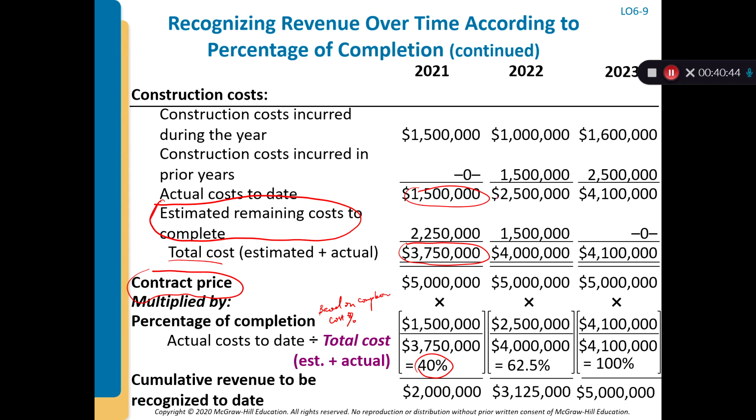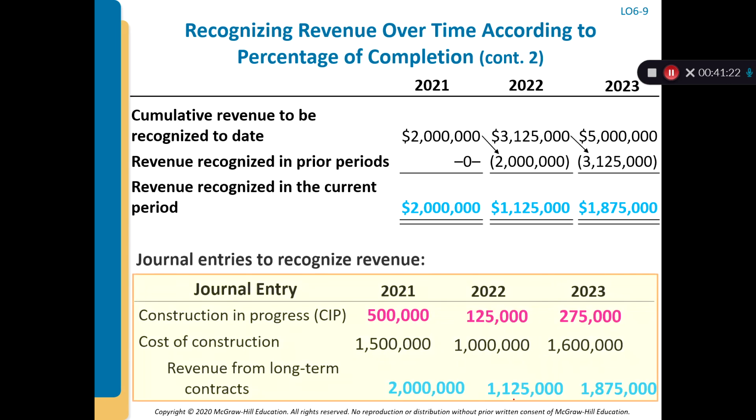So second year, same thing. I have actual cost to date of 2.5 million, and the total estimated plus actual is 4 million. So the percentage of completion is 62.5%. Multiply by the consideration price, the cumulative revenue to recognize to date is 3.125. However, at the end of year 2, you should use this one minus this to record the current period. Okay, so let's look at the second slide.